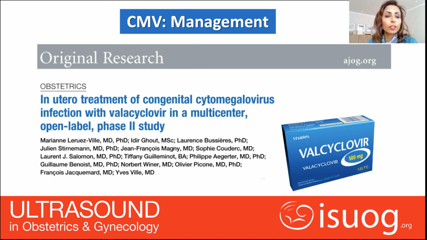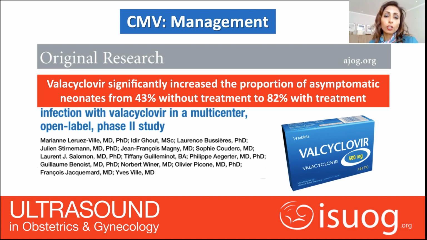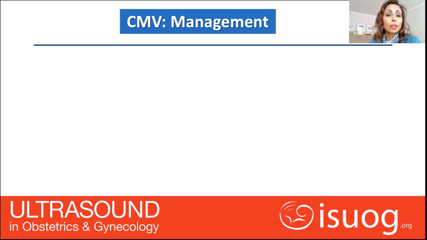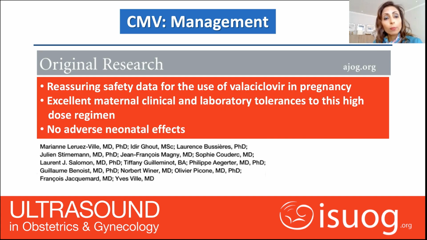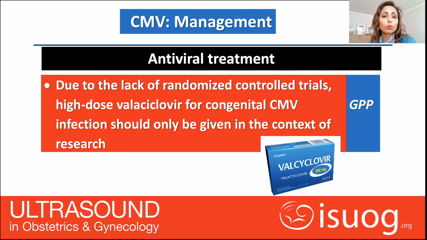So valacyclovir was reported in this phase 2 study, multicenter open label, to reduce the risk of symptomatic infection, or increase the proportion of asymptomatic neonates from 43% to 82%. This study, which was not a randomized controlled trial, however, is really important because it provided reassuring safety data on the use of valacyclovir in pregnancy, particularly the high dose, which is 8 grams per day, with good maternal tolerance and no adverse neonatal effects. However, as it was not a randomized controlled trial, the recommendation is that high-dose valacyclovir should only be given in the context of research in cases of congenital CMV infection, after obviously counseling the parents about the evidence.